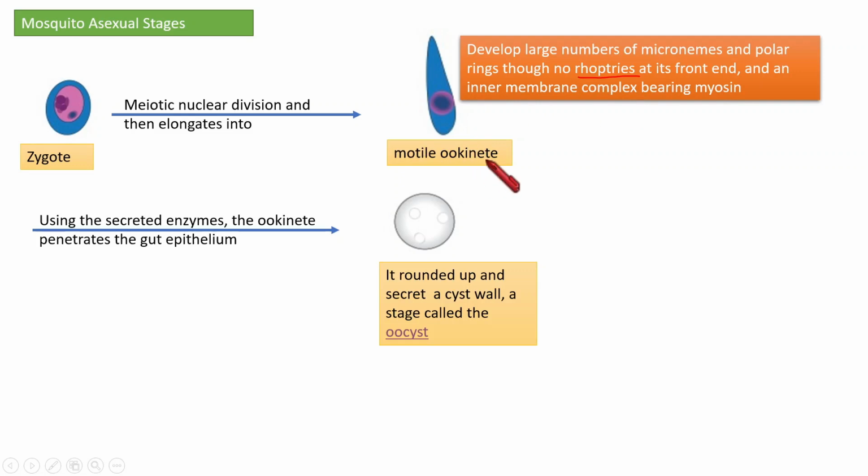Then after that stage, using the enzymes present in the micronemes, this ookinete penetrates the gut epithelium of the mosquito. You have to understand that all these stages are happening inside the mosquito as it sucks blood from an infected human. Because of the help of the enzymes present in the motile ookinete, it penetrates the gut epithelium of the mosquito. On reaching the gut epithelium, that parasite gets rounded up. It secretes a cyst and occupies the inside of that cyst. And that stage is called the oocyst.